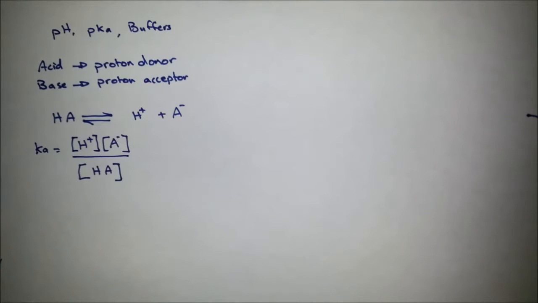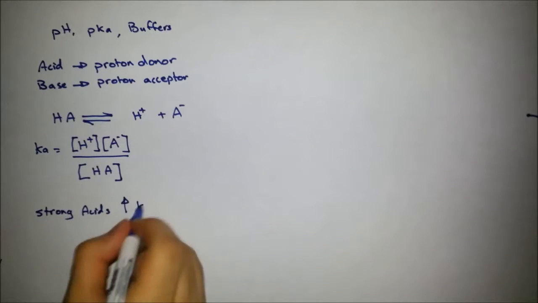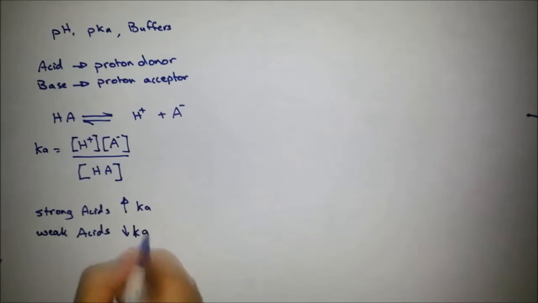Strong acids dissociate almost completely, while weak acids dissociate to a lesser extent. This means that a strong acid has a high Ka and a weak acid has a low Ka. And of course the same goes for bases.